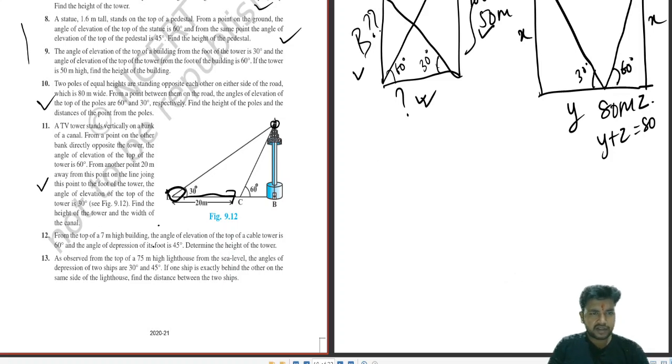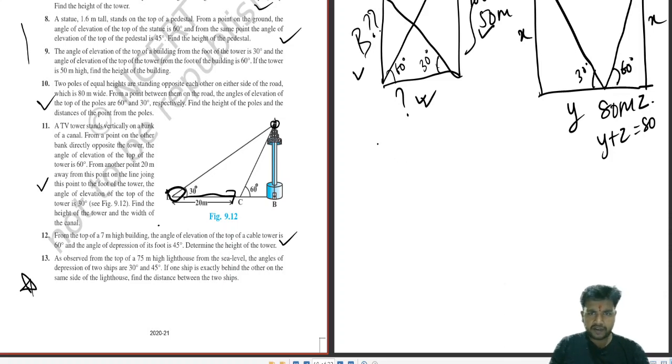From the top of a 7 meter high building, the angle of elevation of the top of a cable tower is 60 degrees. Done. As observed from the top of a 75 meter lighthouse from the sea level, the angles of depression of two ships are 30 degrees and 45 degrees. These sums need to be solved.